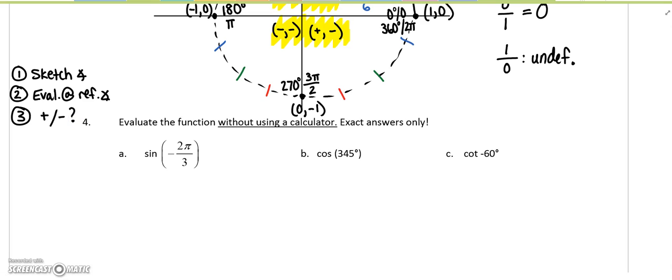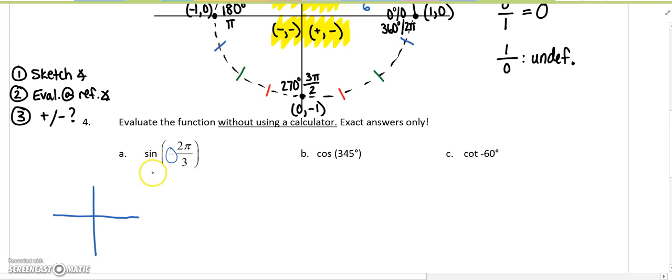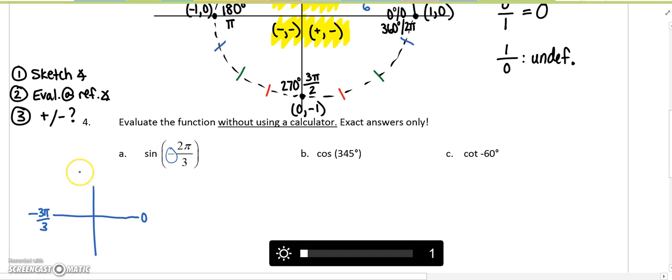So let's try it. Negative 2 pi over 3. If I sketch that, remember negative angles means go backwards. So this is 0. I'm going to go backwards. This is negative 3 pi over 3. And I don't really have to go further because I can see it's negative 2 pi over 3, so it's not past that point.